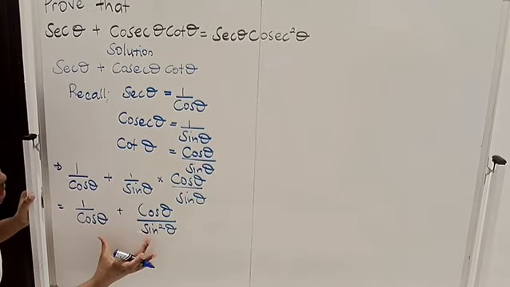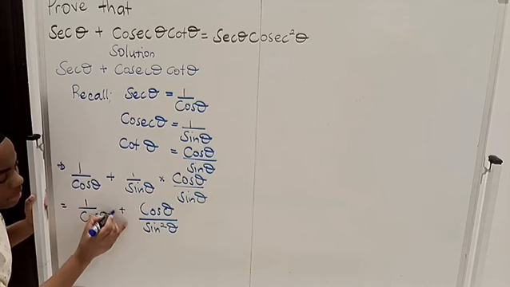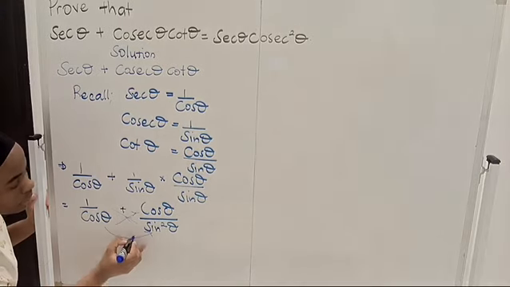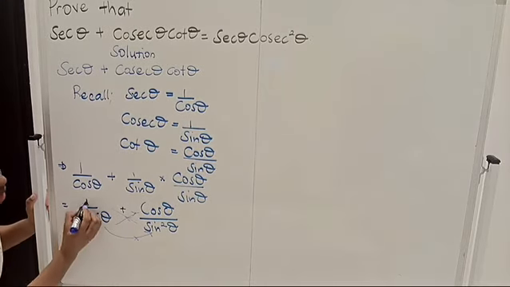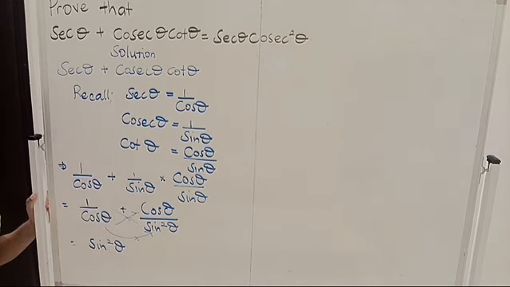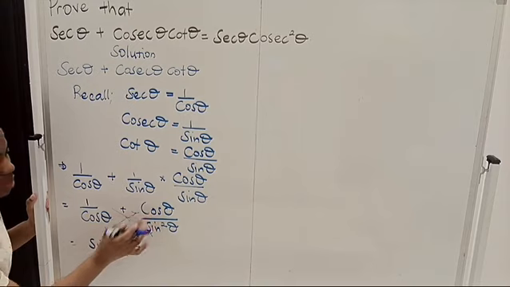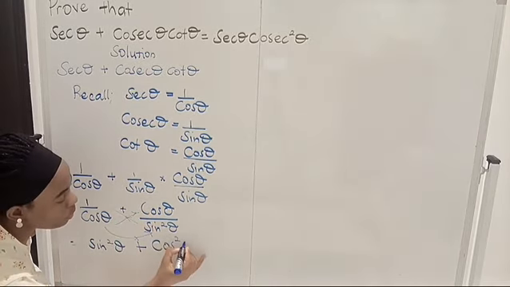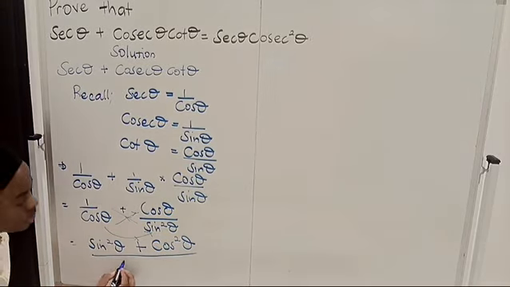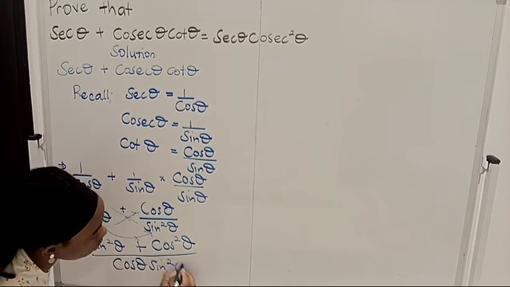Okay, now let us add these fractions I have. We are going to use the cross multiplication method. Sine squared times 1, then plus cos times cos, out of cos times sine squared. So I will have sine squared times 1, you get sine squared theta, plus cos theta times cos theta. This will give us cos squared theta, divided by cos theta times sine squared theta. We shall have cos theta sine squared theta.